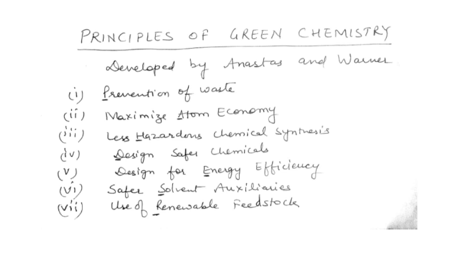The third principle is less hazardous chemical synthesis. Such chemical synthesis should be preferred which has less hazardous products, so we should prefer those reactions which produce less hazardous substances. The fourth principle is design safer chemicals. The chemical product we are designing should also be environment friendly.